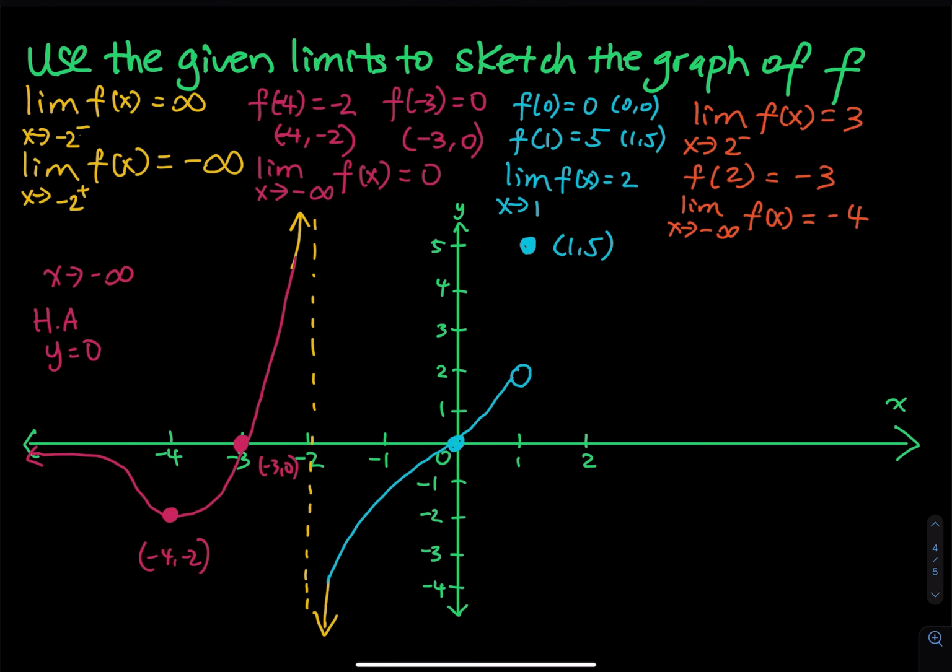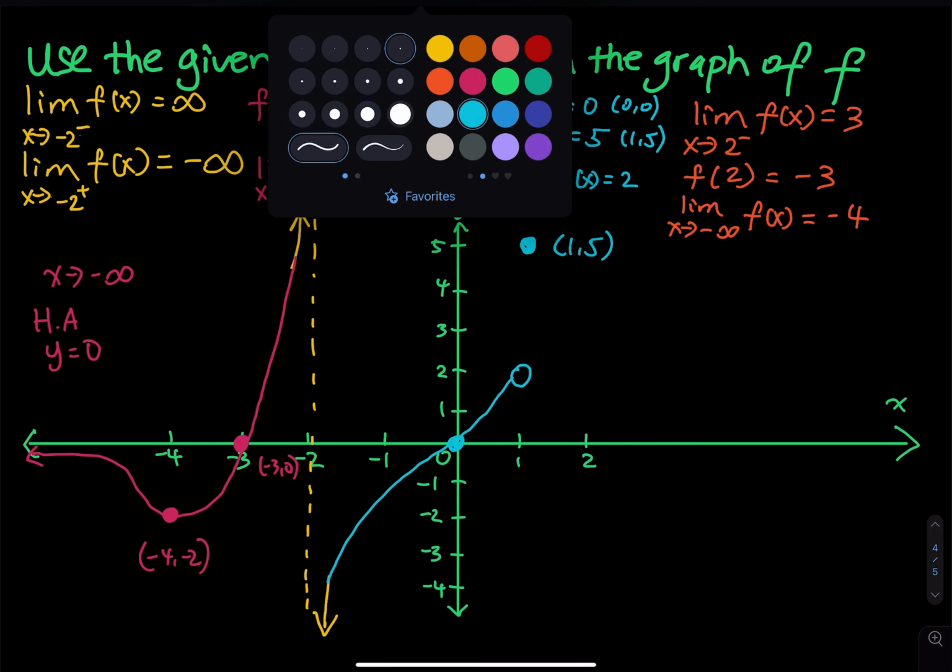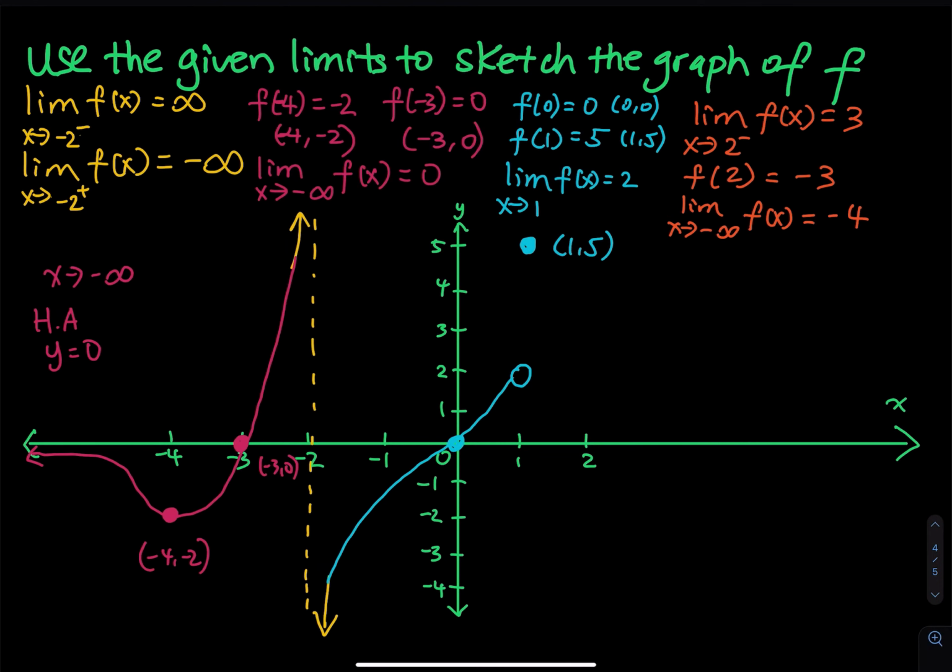Okay, moving on to the orange. So we have a limit, a point, and another limit. So let's look at the point first. So the point, what do we have? The point, we have 2 comma negative 3, right? So x equals 2, y equals negative 3. This is a solid point. X equals 2, y equals negative 3.